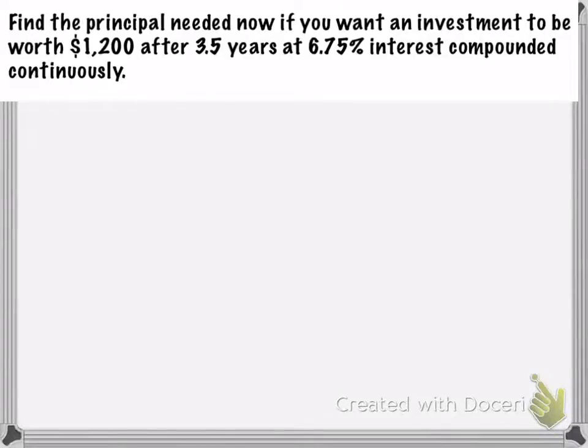Find the principal needed now if you want an investment to be worth $1,200 after 3.5 years at 6.75% interest compounded continuously. So the key word here is continuously. Since our interest is compounded continuously, that tells us we need to use our compound interest formula for continuously compounded interest, which is A is equal to P times e raised to the rt power.